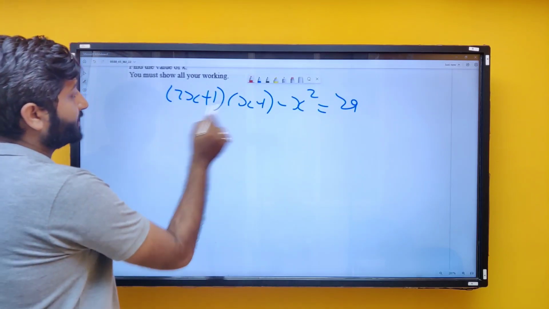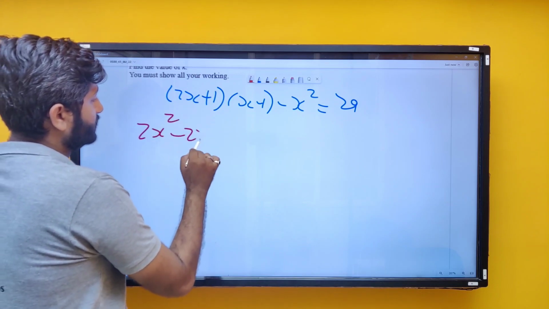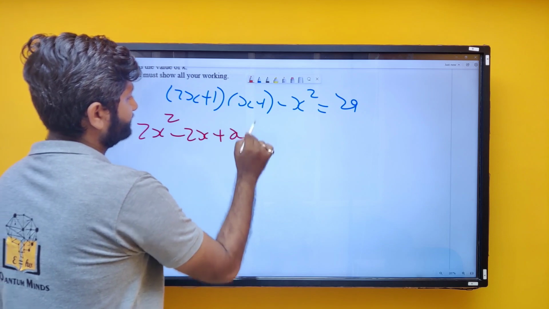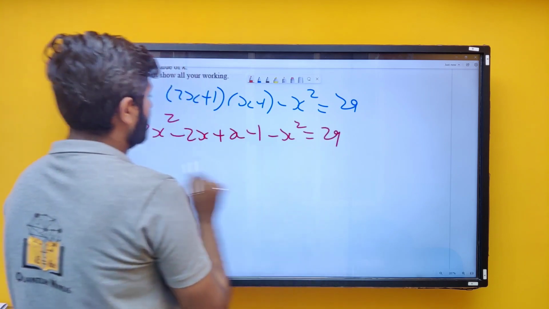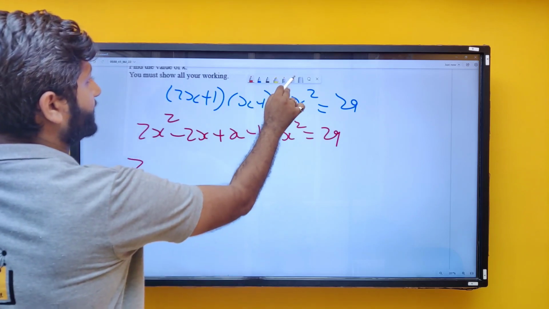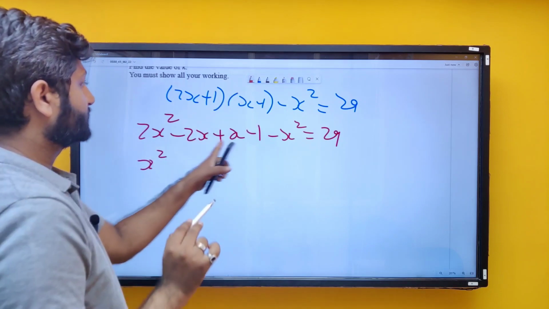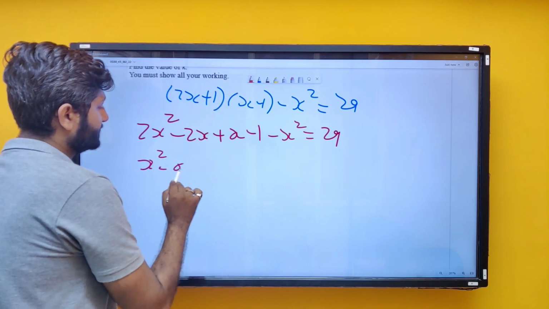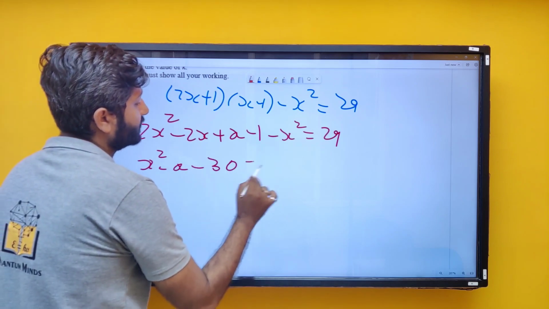So let me expand: 2x into x is 2x square, minus 2x plus x minus 1, minus x square equals 29. So I think 2x square minus x square is x square, minus 2x plus x is minus x, minus 1 minus 29 is minus 30 equals 0.